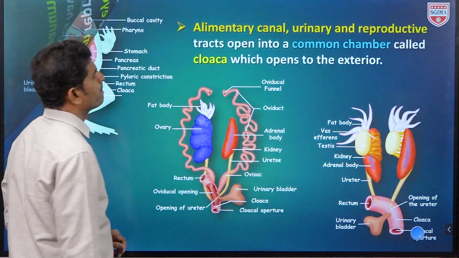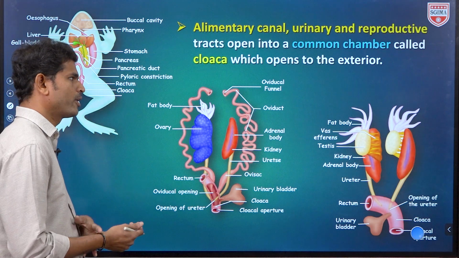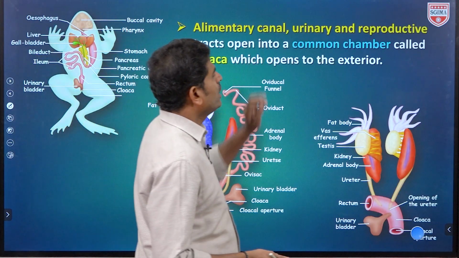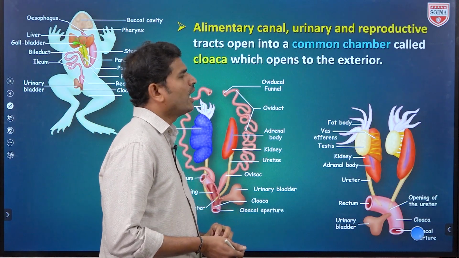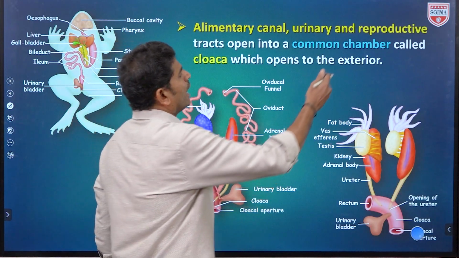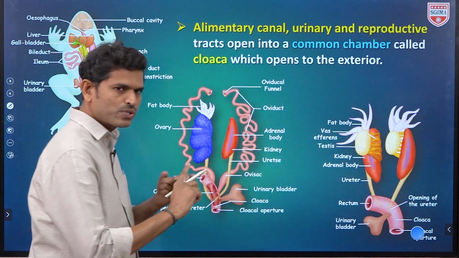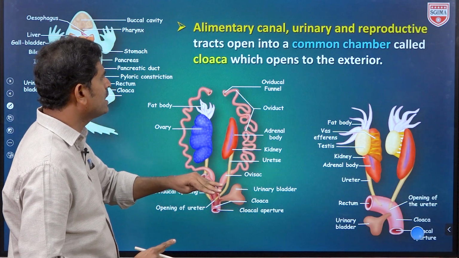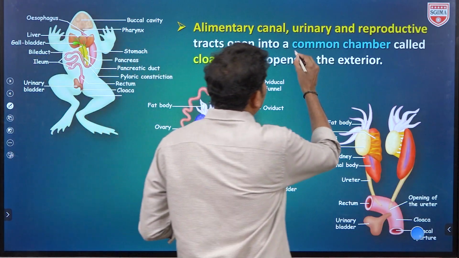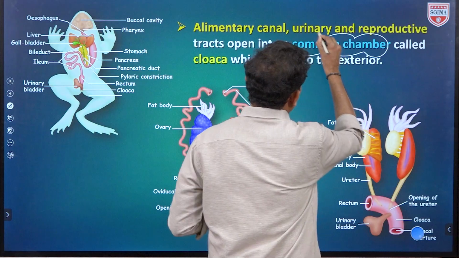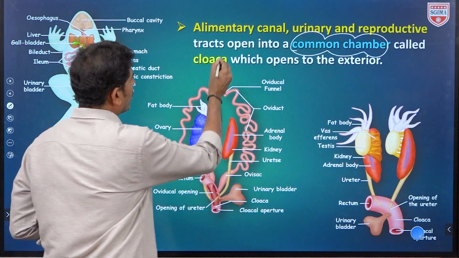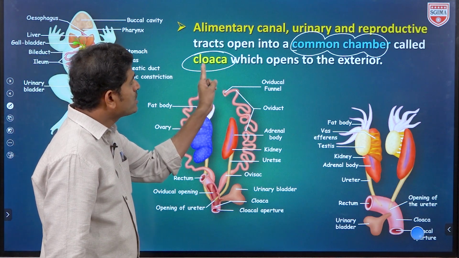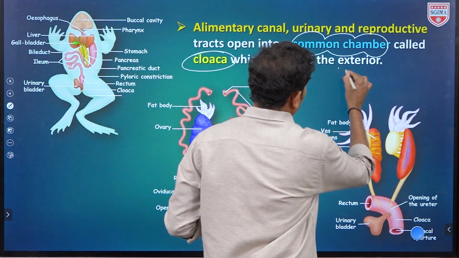Next slide. Another point, this is a somewhat important point. Now what is this? Alimentary canal, urinary bladder or urinary system, and next, the reproductive system. So the digestive system, excretory system and reproductive system: these 3 systems open into a common chamber. This common chamber is called cloaca. This word is more important. Which means the cloaca opens to the exterior, that is, outside.